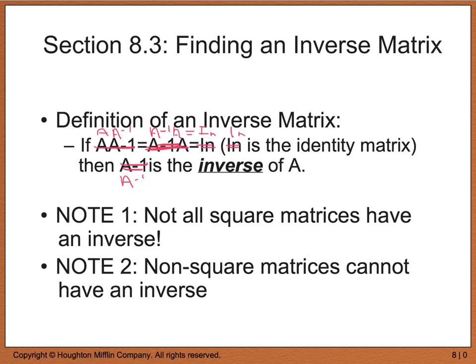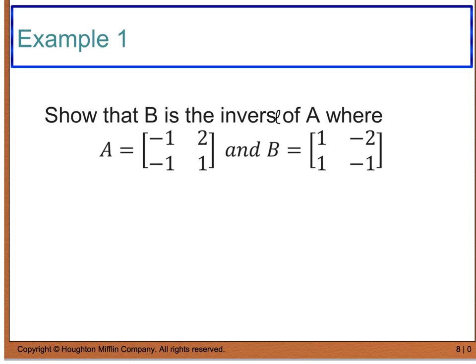So if we look at example 1, it says to show that B is the inverse of matrix A. And we're given the 2 matrices A and B. In order to show this, we need to show that if I take the product AB, this has to equal BA, which in turn has to equal the identity matrix. Now the identity matrix for a 2 by 2 would equal 1, 0, and 0, 1. So let's prove that right now.